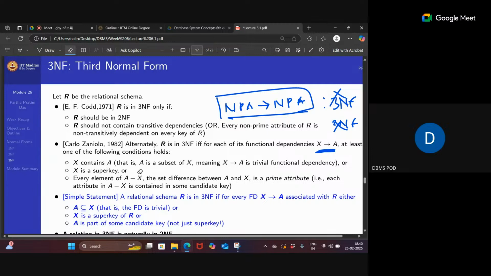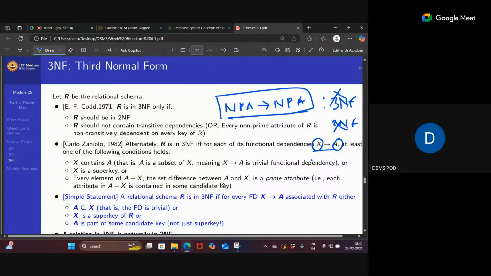X contains A, that is A is a subset of X, meaning X determines A is a trivial functional dependency, or X is a super key. If X is a super key, it is also valid. This kind of functional dependency can exist in 3NF. If X is a super key and it can determine any other attribute, it is also valid. Or, in the previous case we have seen A can be a subset of X, or every element of A minus X, the set difference between A and X, is a prime attribute. That is, each attribute in A minus X is contained in some candidate key.